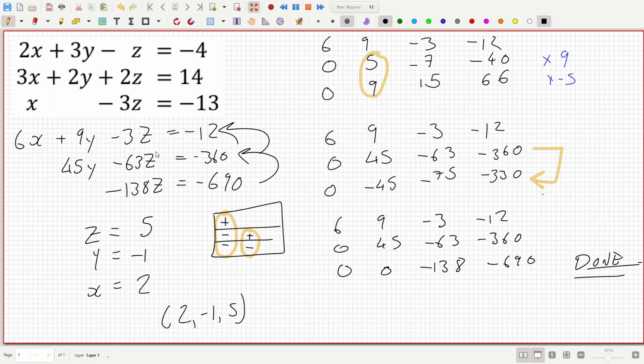So, I don't know. It's an alternative way to do these simultaneous equations. Maybe you like it, maybe you think it's terrible, but there you go. Let me just double check that answer. 2, -1 and 5.